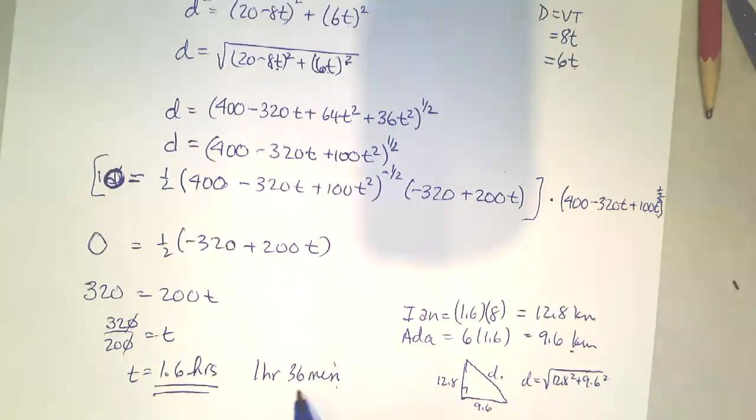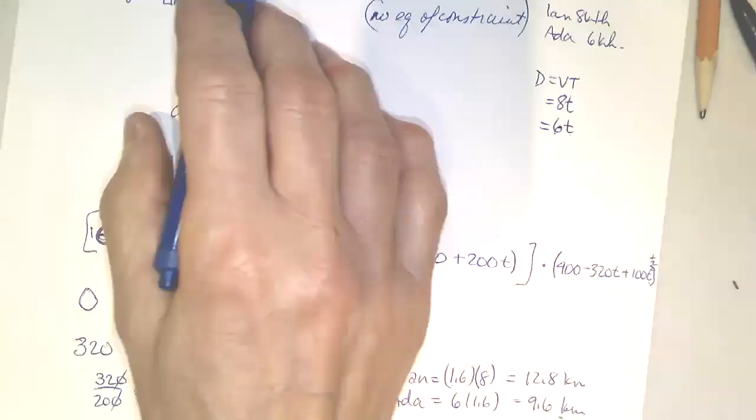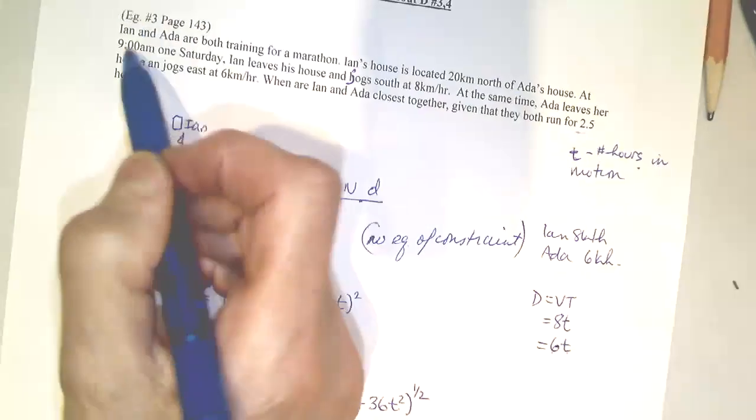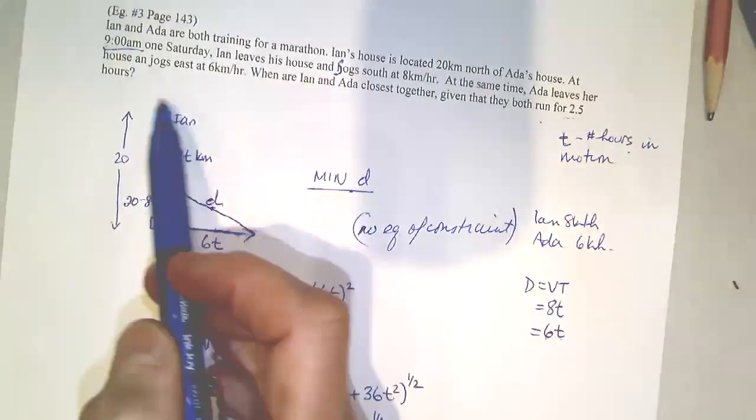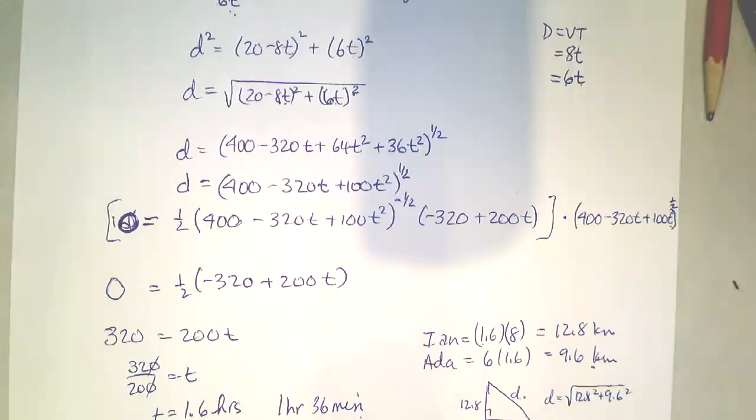Now be careful, it's after 1 hour and 36 minutes of running. That's when the distance between them is a minimum. But because they left at 9 a.m., in this situation, what time is it asking you? What time of day? So the time of day would be 10:36 a.m. That's 1 hour and 36 minutes after they both left. At 10:36 a.m., they are closest together.